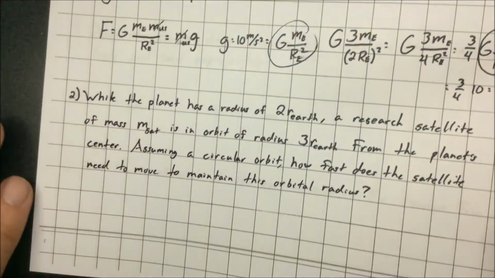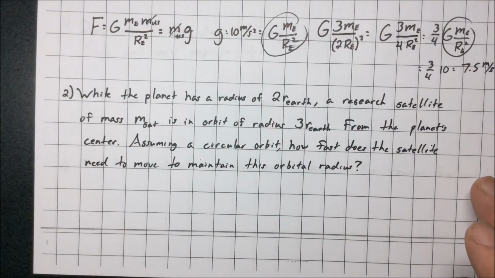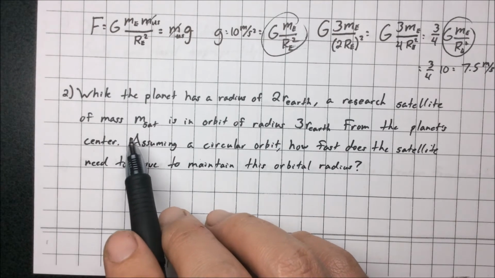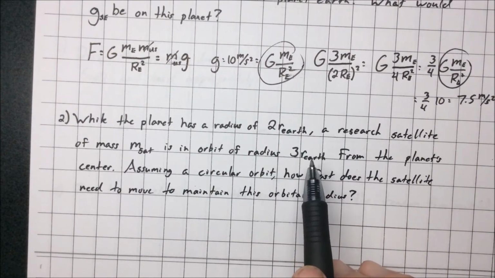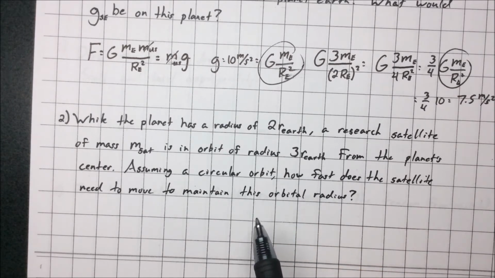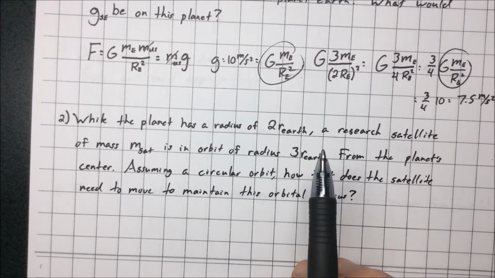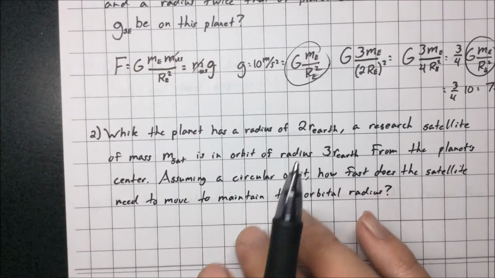Now, while the planet has a radius of 2r of the Earth, a research satellite of mass m_sat is in orbit around this planet with a radius of 3 times the radius of the Earth from the planet's center. Assuming a circular orbit, how fast does the satellite need to move to maintain its orbital radius? That's the second question here.